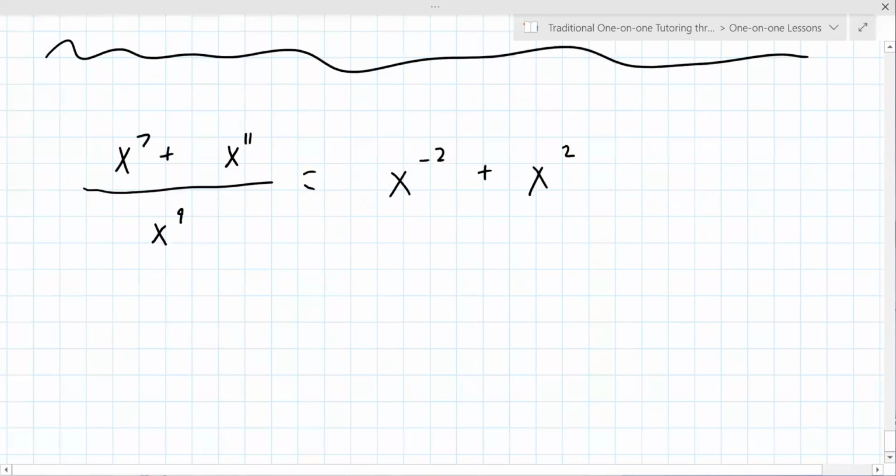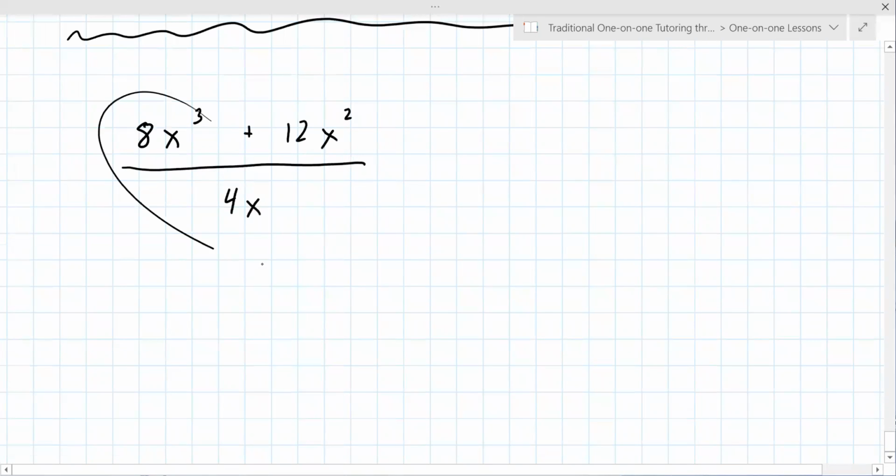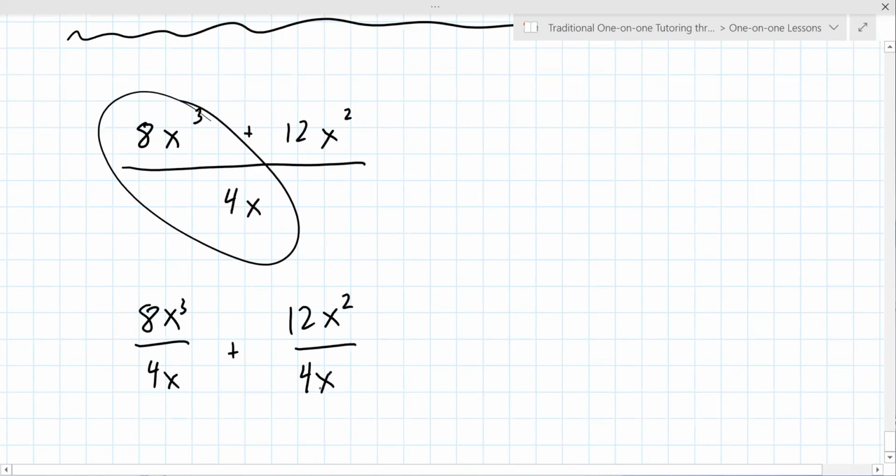Great. Okay, so I'm going to increase the difficulty here slightly. Let's say it's 8x cubed plus 12x squared over 4x. Now again, you have to divide both of these: 8x cubed over 4x plus 12x squared over 4x.